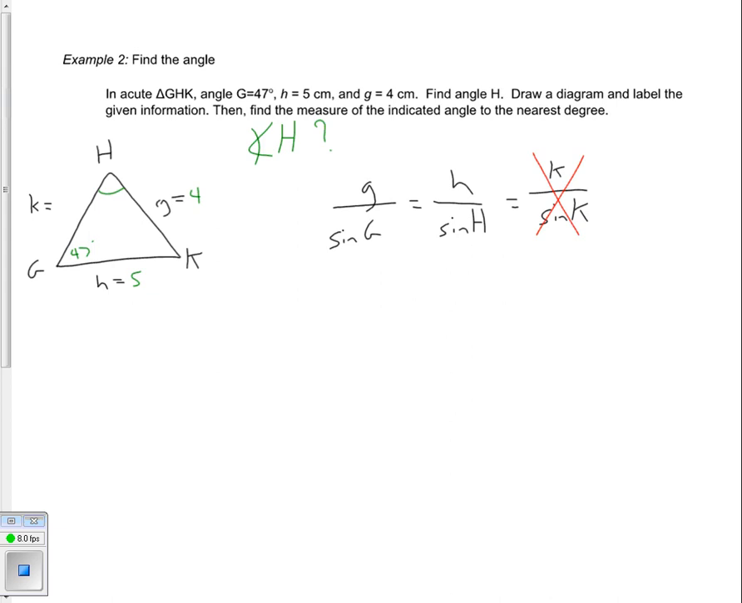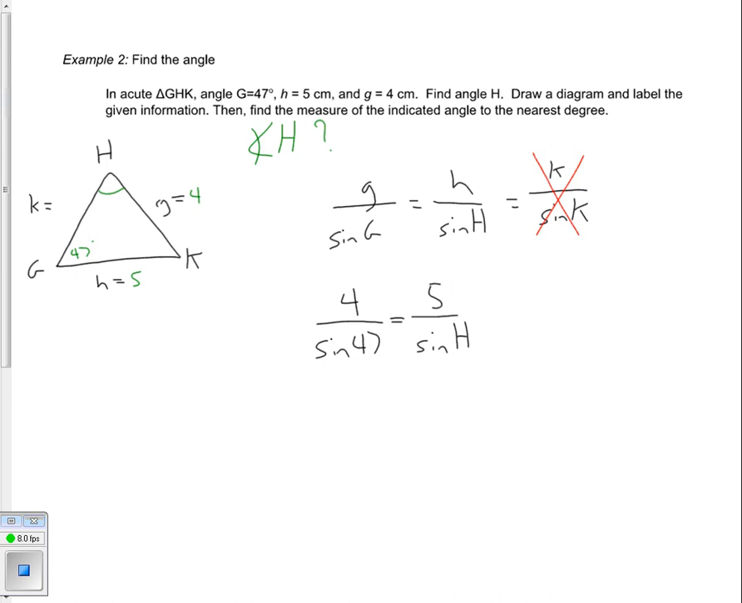Now let's substitute in the values that we know. We're looking for angle H. We don't know what that is, but we do, however, know angle G and the length of side G and the length of side H. So if we substitute in the length of side G, we know that's 4 centimeters. We know that angle G is 47 degrees. We know that the length of side H is 5 centimeters. And we don't actually know what angle H is, and that's what we're trying to figure out.